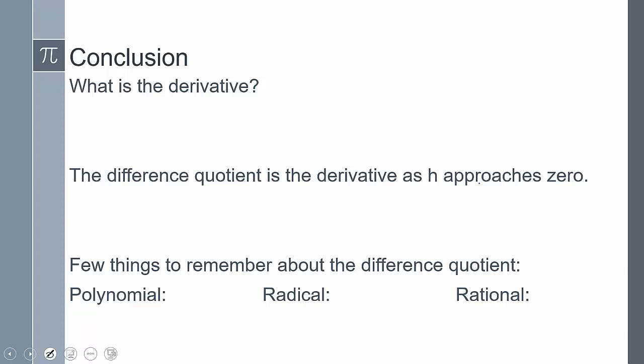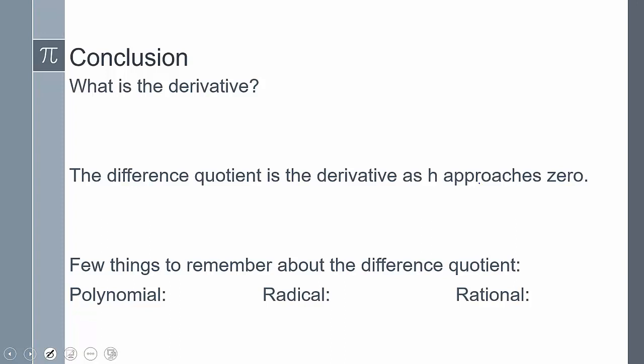So what is the derivative? The derivative represents the instantaneous rate of change at a given value, and we can express that as an equation. Now the difference quotient is the derivative as h approaches 0. So the difference quotient, what we talked about in pre-calculus, does represent the equation of a derivative when we add the concept of a limit to it.